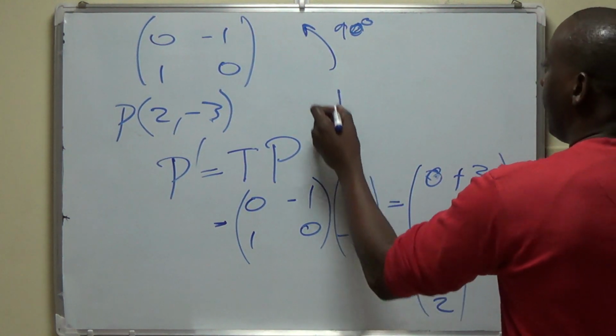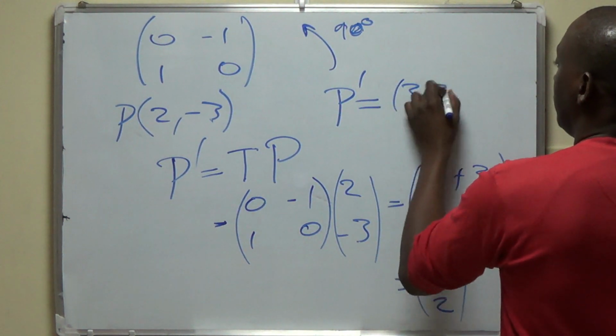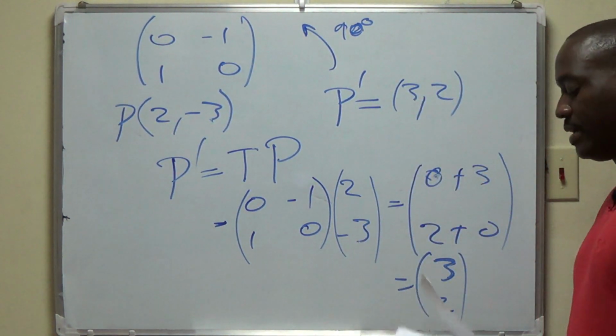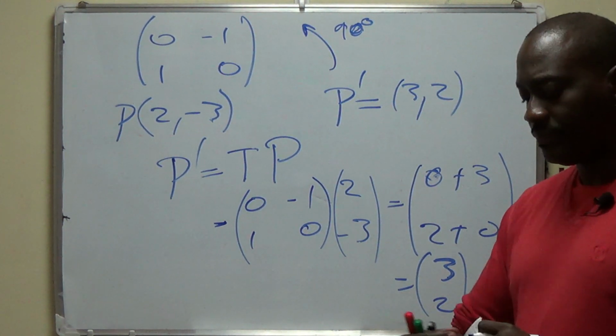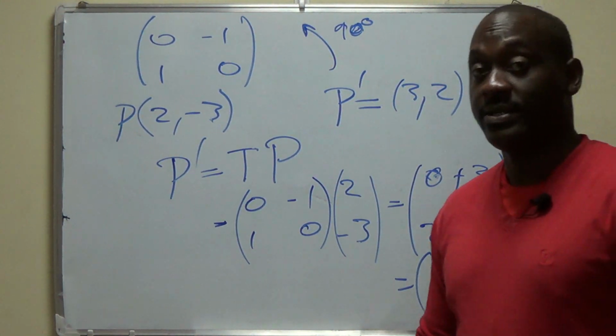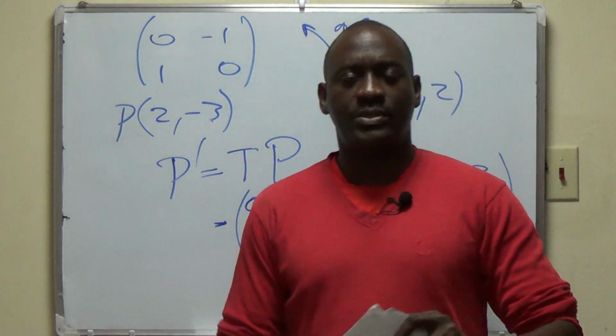So therefore, the image of P prime would be the point 3, 2. That is your answer A in this situation. But I want to go a little further in this question to change it up a little bit, switch it a little bit.